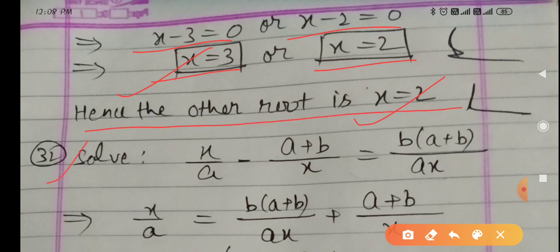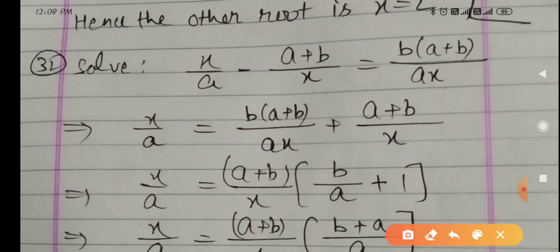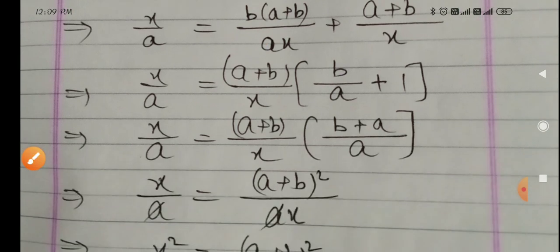Question number 32 you can see. In 32 you have to solve x upon a minus (a plus b) upon x equals b into (a plus b) upon ax. Now you can take (a plus b) upon x to the RHS. So x upon a equals b into (a plus b) upon ax plus (a plus b) upon x. Before taking the LCM you take common. (a plus b) upon x is common.